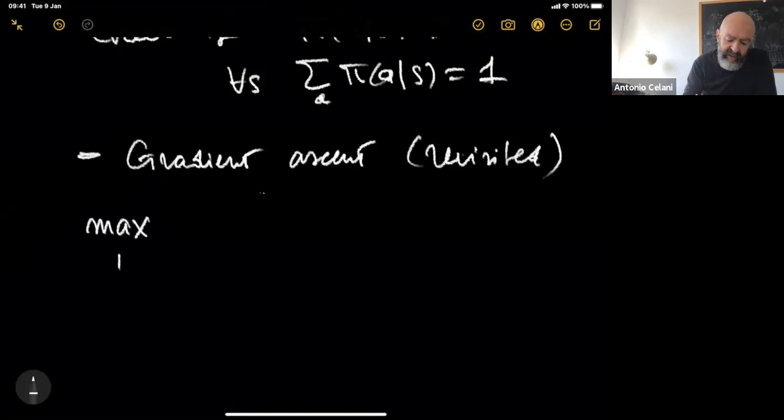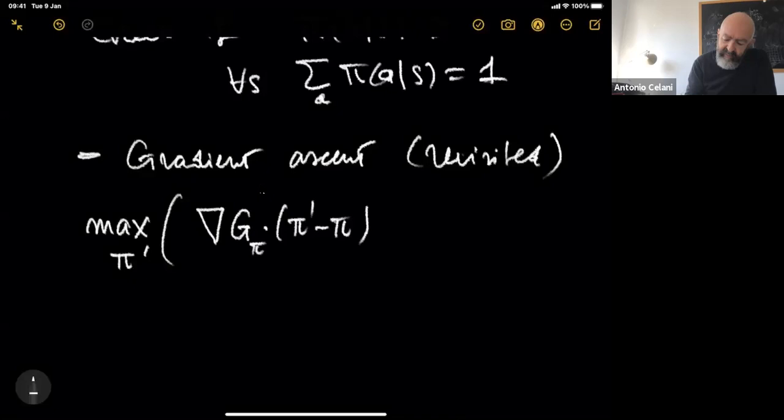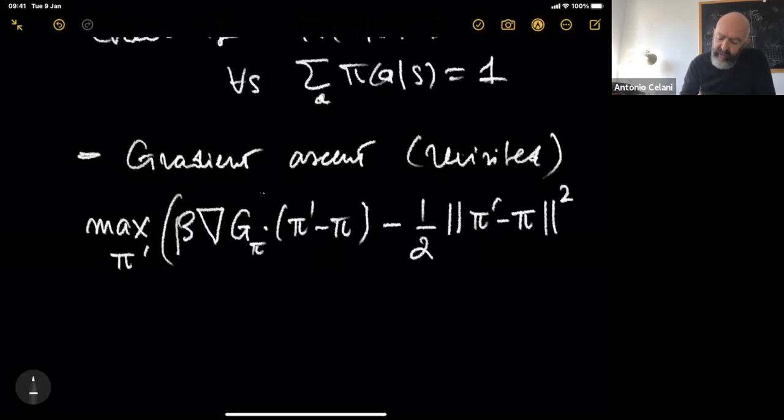Suppose you want to take the maximum over all pi prime of the gradient of g times pi prime minus pi, computed in pi, minus beta times one half of the Euclidean norm squared. This is the L2 norm. I'll write it and then I'll explain what this means.